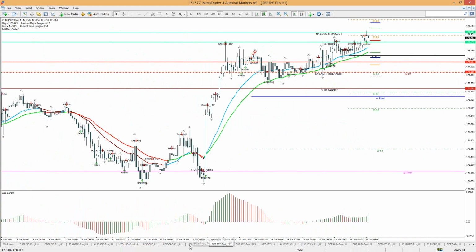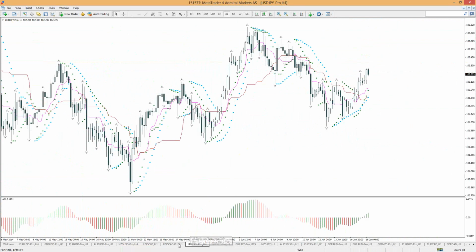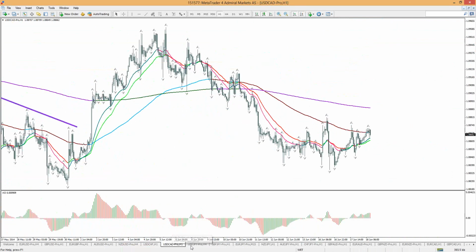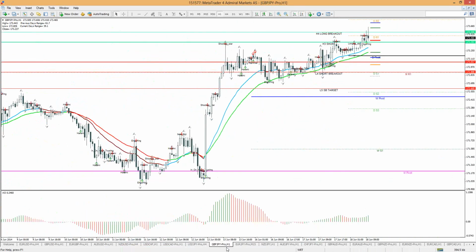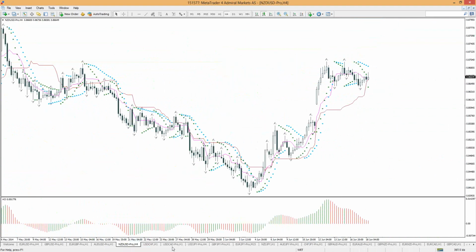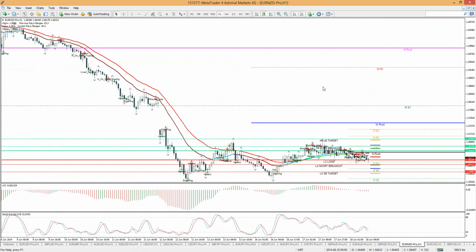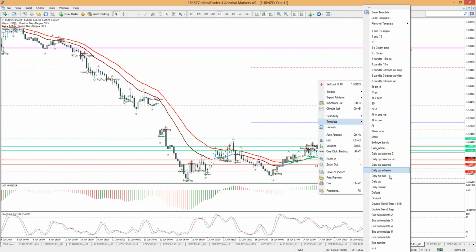Which one could be breaking out soon? I didn't check it beforehand, unfortunately. Didn't have enough time. Maybe we can check which one could be in a big trending mode. Well, the Euro New Zealand maybe. Let's take a look.